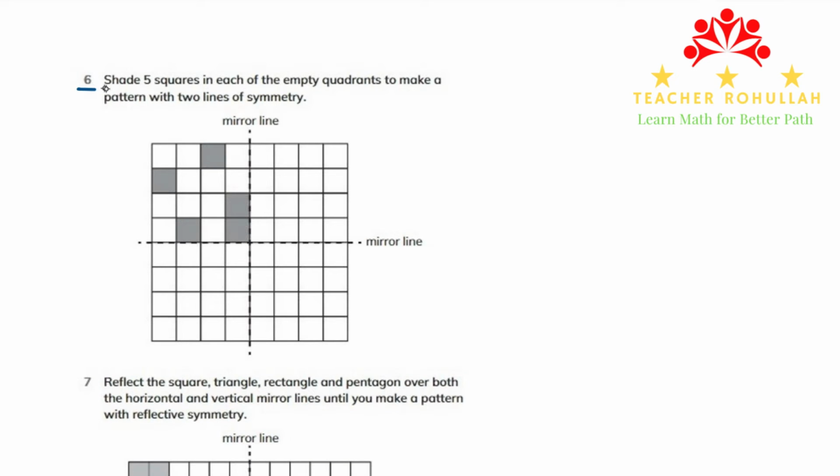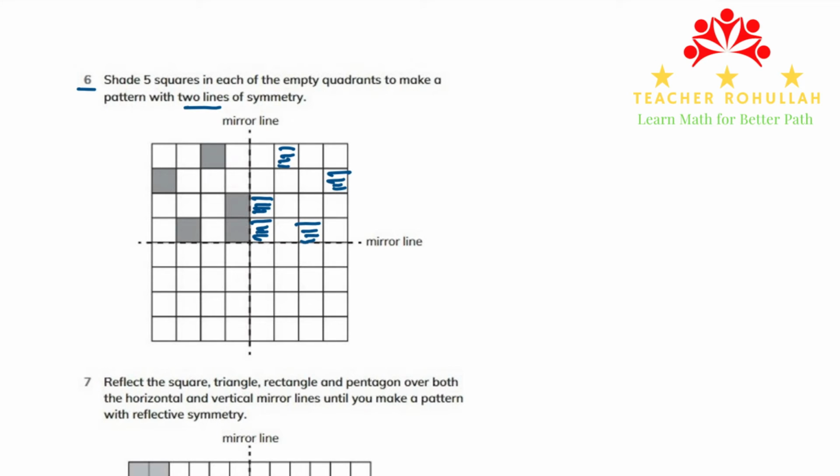In question number 6, it says, shade 5 squares in each of the empty quadrants to make a pattern with 2 lines of symmetry. So on the top left quadrant, we have 5 shaded squares, and we are going to shade 5 squares in each of the quadrants so that we get a pattern with 2 lines of symmetry. To do so, I will shade the one opposite to that, and also the one here, and this one which is opposite to the 2 shaded parts here, and also here.